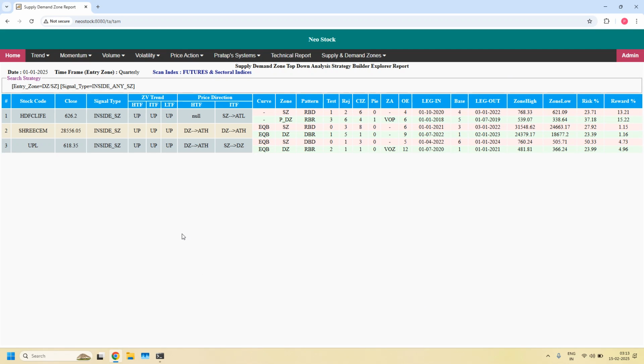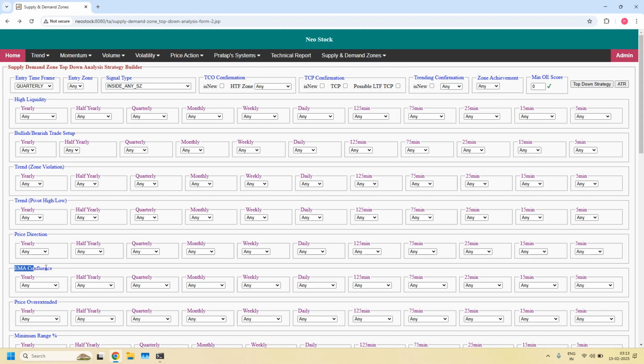3 stocks are filtered. Let us find if any of these 3 stocks are having a quarterly EMA Confluence, the supply zones with quarterly EMA. So in the quarterly time frame, I am setting the filter whether quarterly supply zone is having quarterly EMA Confluence or not. At the same time, trend on the quarterly should not be sideways. It can be up or down.